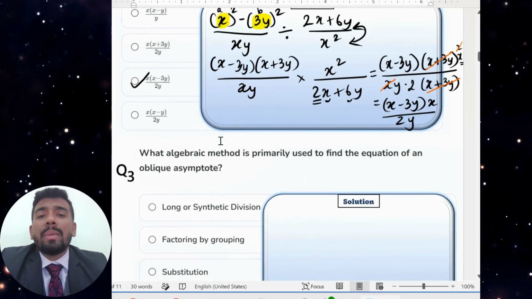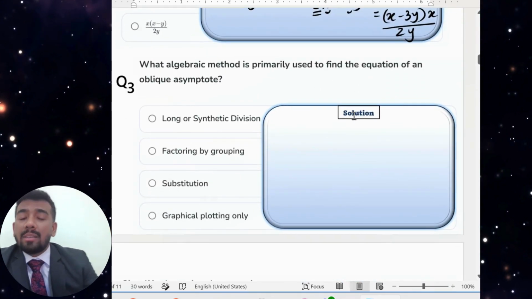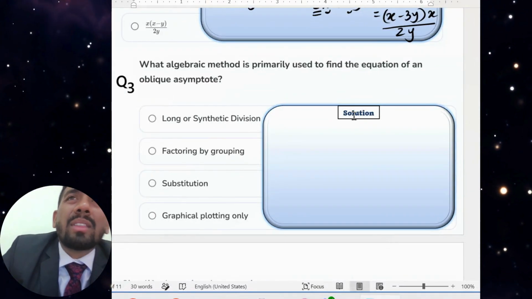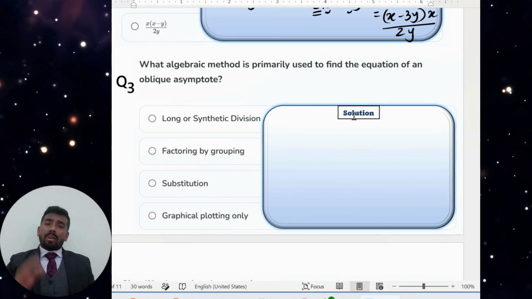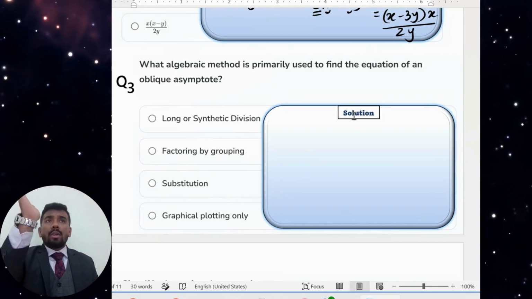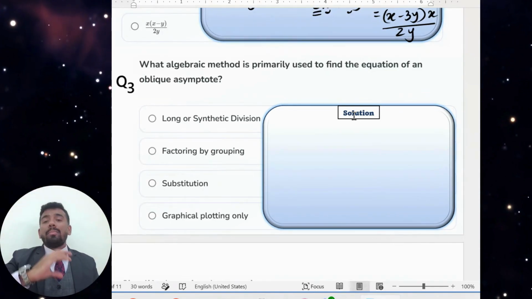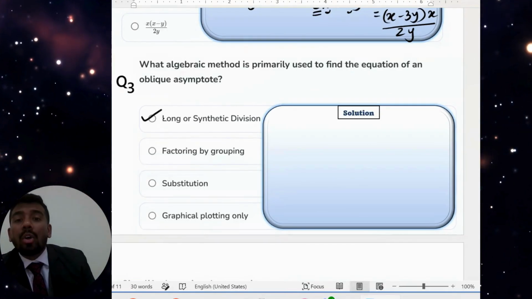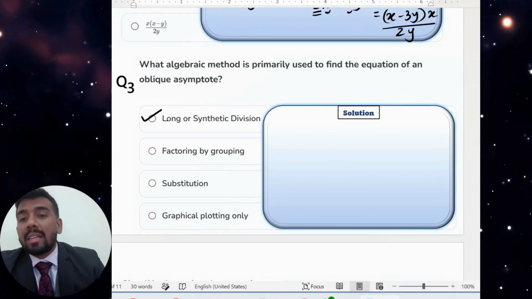Now, what algebraic method is primarily used to find the equation of an oblique asymptote? Always remember, when do we use this? Oblique asymptote means an asymptote which is going obliquely. So you use this whenever you have the numerator bigger than the denominator, which means you will always use long or synthetic division. What will you use? Long and synthetic division.